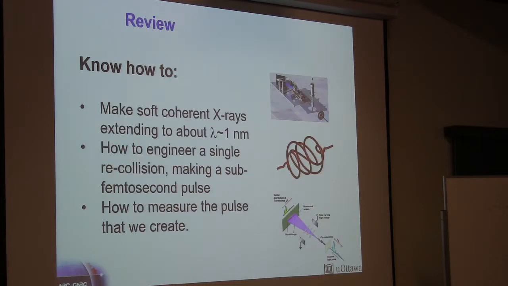Okay, so to review, and I think I still have lots of time, don't I? Because I have another section I want to deal with. Okay, so to review, we now know how to make coherent X-ray pulses extending, what you heard from Margaret, up to a nanometer. We can engineer a single recollision and make a single sub-femtosecond pulse, and we have to measure with them, and we even begin to know how to use them to explore very fast phenomena that we never thought we could explore before.